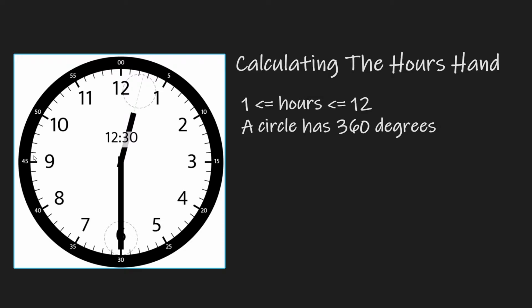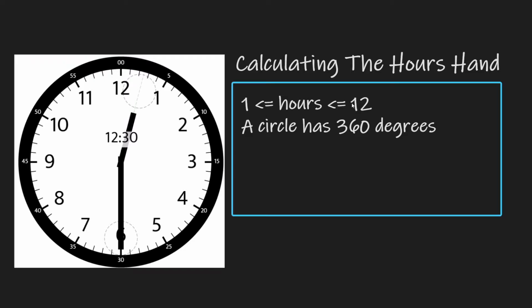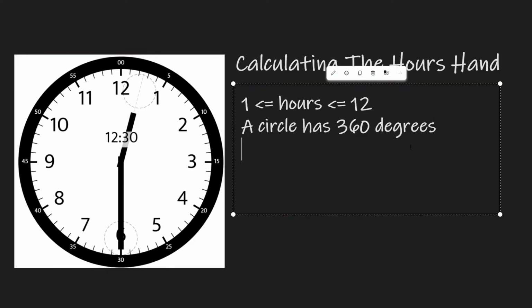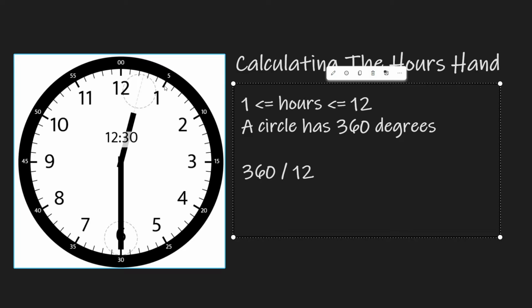So now we can start thinking about calculating the hours hand. Hours is a variable given to us in Leetcode, and it's going to be between 1 and 12. It's still important to remember that a circle has 360 degrees here. With hours being 1 through 12, we know that there are 12 little subsections in the clock: 1, 2, 3, 4, 5, 6, 7, 8, 9, 10, 11, 12. And so we can use some math here. We can say 360 divided by 12 shows us the amount of degrees in each subsection.